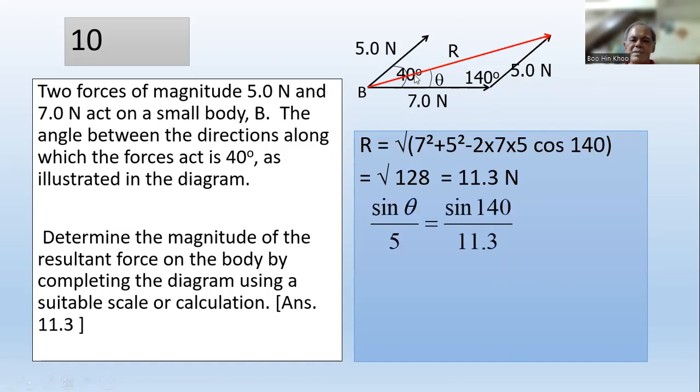And looking at this triangle, 5, you want to find this angle theta, because the resultant has a direction. So with magnitude, then we have a direction. So sine theta over 5 is sine 140 divided by R. R we already calculated. So theta is just that, 17 degrees. Right? So this one you can write up to 11 because most of it is only two significant figures.